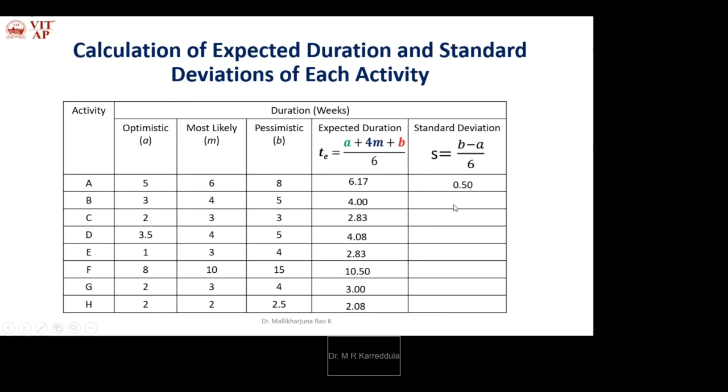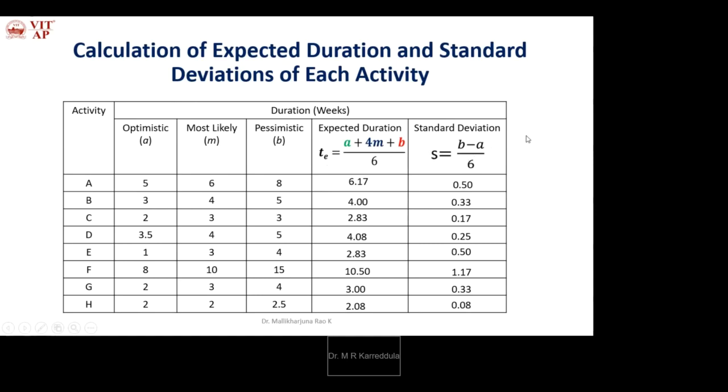0.5. Similarly, we have to find for the remaining activities. B, 0.33. The standard deviation value for B is 0.33. For C it is 0.17, for D it is 0.25, then for E 0.50, for F 1.17, for G 0.33, for H 0.08. In this way, you have to calculate the standard deviation values for all the project activities. Now we have the expected duration values and standard deviation values. The first step and second step are completed.